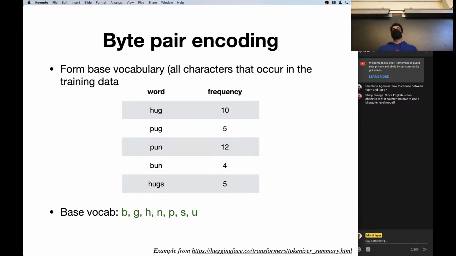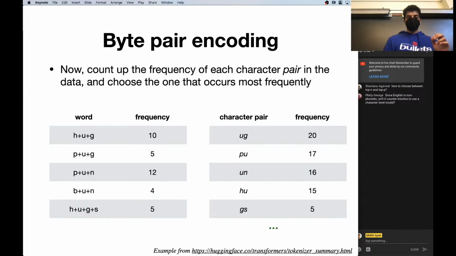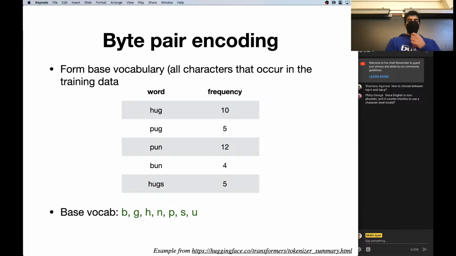So the very first step in byte pair encoding, which I seem to have deleted off these slides, is a pre-tokenization step where you apply a word tokenizer to split your input into words. In this case, I had an input text stream that consisted of only 5 different words: hug, pug, pun, bun, and hugs. This example is from Hugging Face, so they use a lot of hug type words, I guess.